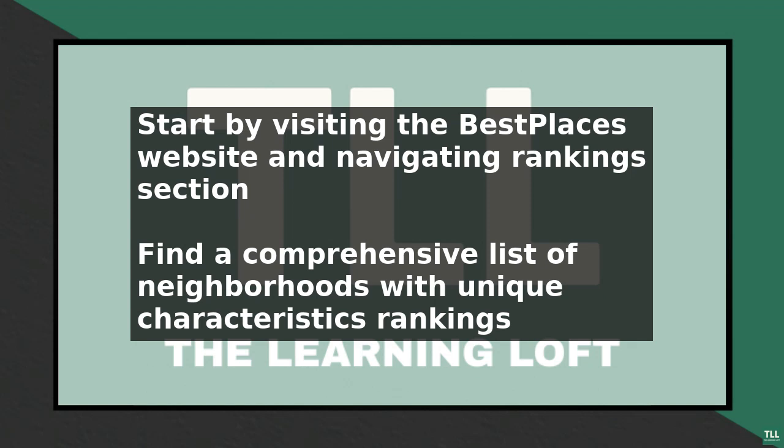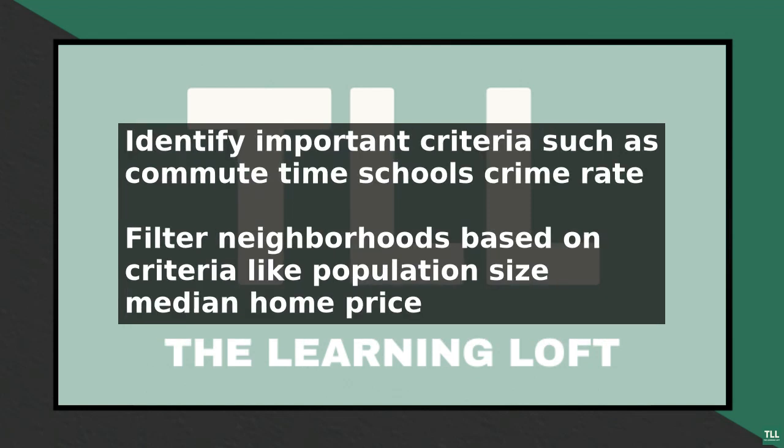First, identify the criteria that are most important to you, such as commute time, schools, crime rate, or housing costs. Best Places allows you to filter neighborhoods based on these and other criteria, so it is essential to prioritize your needs. Next, use the filtering tools provided by Best Places to narrow down your search.